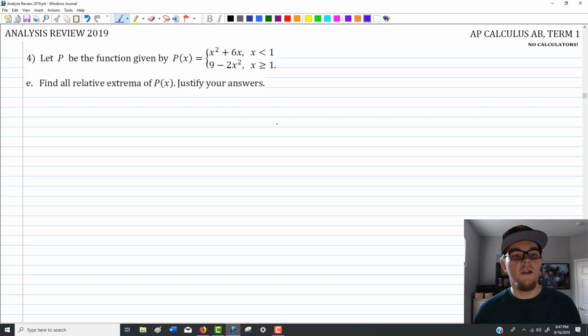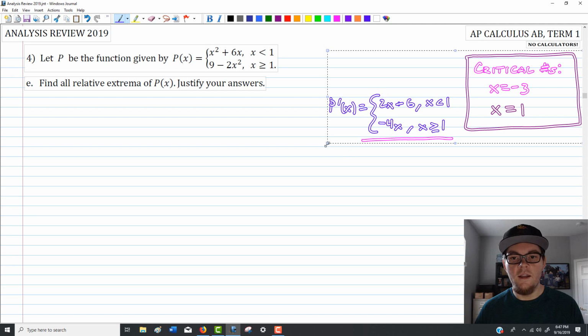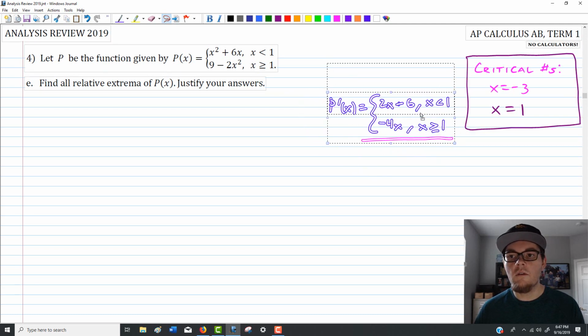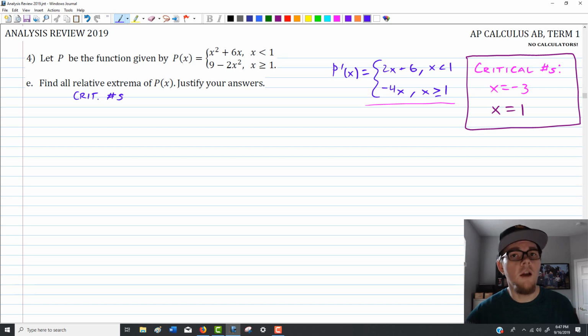Okay, third, we want to find all the relative extrema of p of x. Helping us along the way is our calculations from before that included the derivative and the critical numbers. So what's important here to note is that if we're talking about relative extrema, they will occur at critical numbers. There's actually a theorem, I believe that was in your notes, that says relative extrema can only occur at critical numbers. It's critical you remember that. So basically the only places we need to check are -3 and 1.